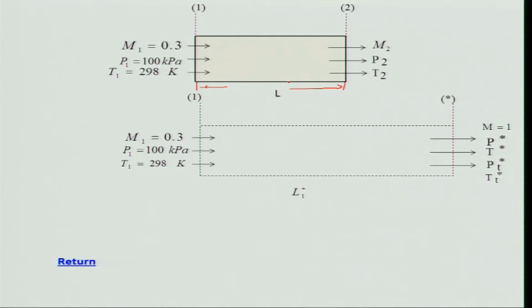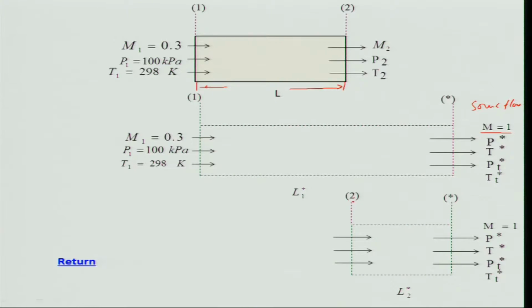What I will do is take this condition 1 and go to where the flow will be sonic, that is the sonic flow condition. Then from that sonic condition I will come back to 2 to find M2, P2, T2. Here I will get L1 star, and similarly when I come from here to this region, I will get L2 star, but I do not know it. What I know is this L, which is given; I can find L1 star, then I can find L2 star.